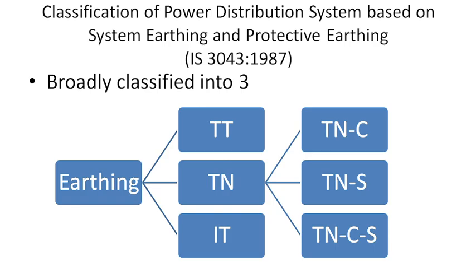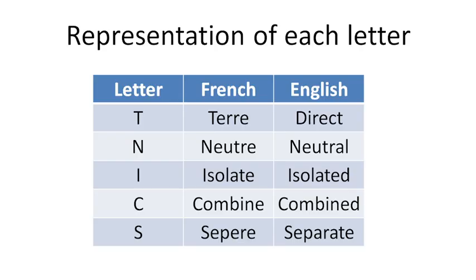So let's see one by one what these are. Before moving on to the systems in detail, let us see what these letters mean. The letter T stands for terre in French, which in English translates to direct. N stands for neutre, which is for neutral. I for isolated. C means combined and S means separate. So keeping this in mind, we should understand how each system got its name while analyzing the systems. So keep these things in your mind.